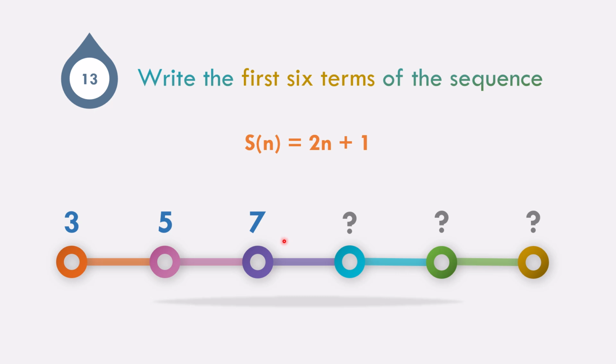So to identify the next 3 terms of this sequence, let us see what could be the pattern. So 3, to get 5, we add 2. To get 7, we add 2. So it means 7 plus 2 is 9. 9 plus 2 is 11. And then 11 plus 2, the answer is equal to 13. So the first 6 terms of the sequence are 3, 5, 7, 9, 11, and 13.